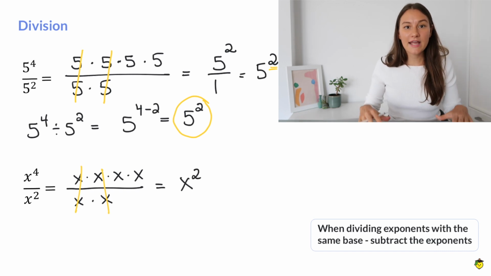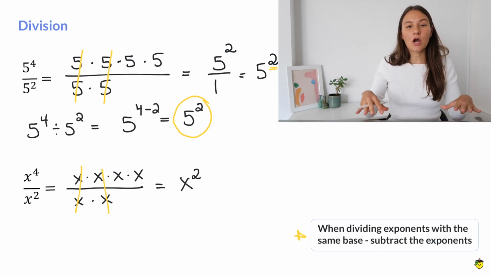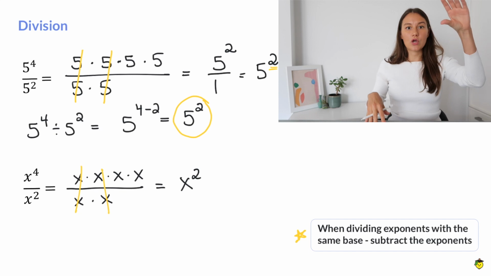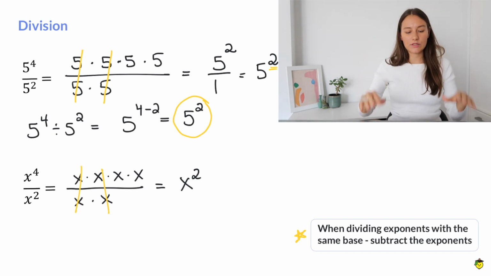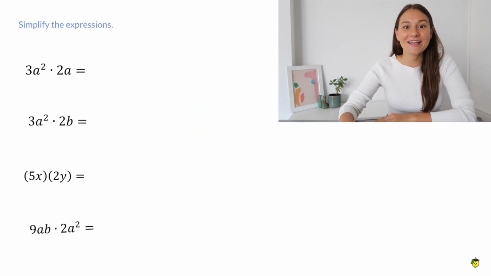So when you're dividing exponents with the same base, a really quick way to remember this is just subtract your exponents, right? Okay, so let's take a look at some practice problems to get a hang of this. So here we have 3a squared times 2a.